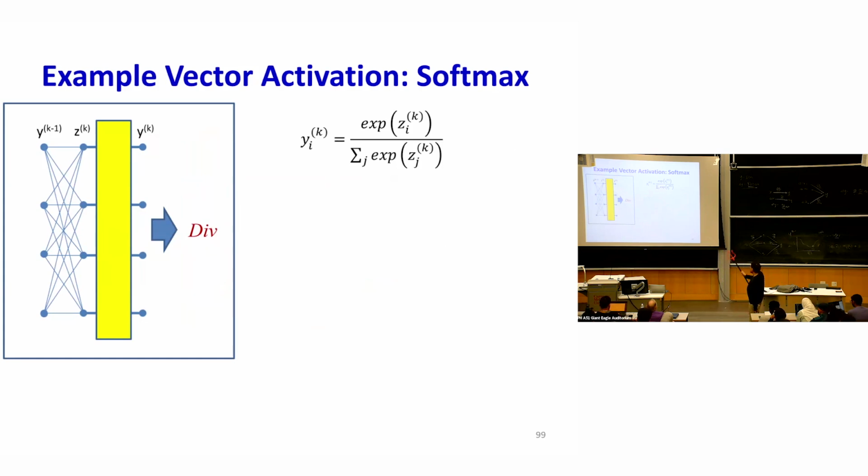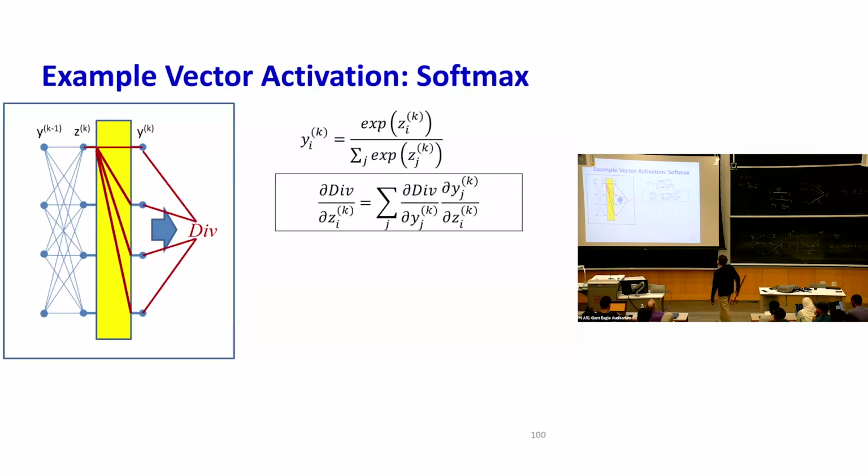Now, as you can see, every single z influences each y, and each z influences every y. So now if I want to compute the derivative of the divergence with respect to any given z, I have to compute all of these derivatives: the derivative of each one of these y's with respect to z.